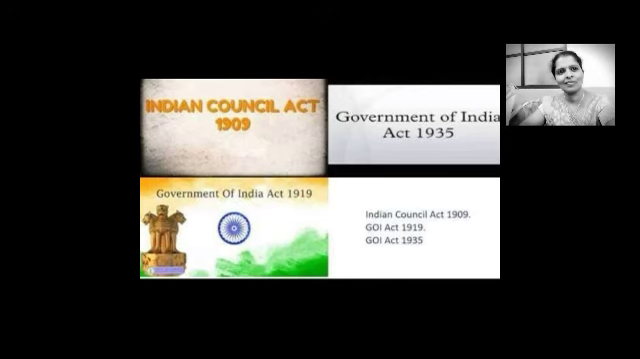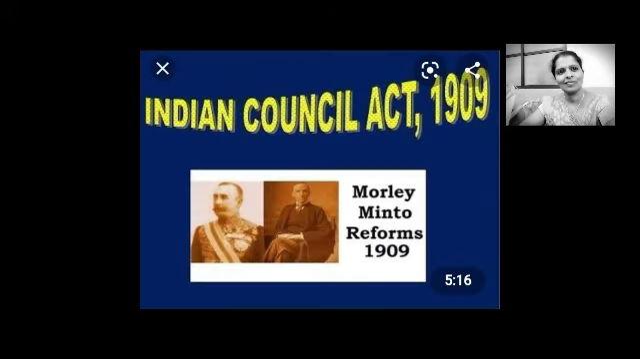The total number of central legislature members was increased to 60 from 16. The number of regional council members was also increased. Representation of the regional council was allowed through election for the first time. In order to provide separate representation for Muslims, separate electorate college was created.